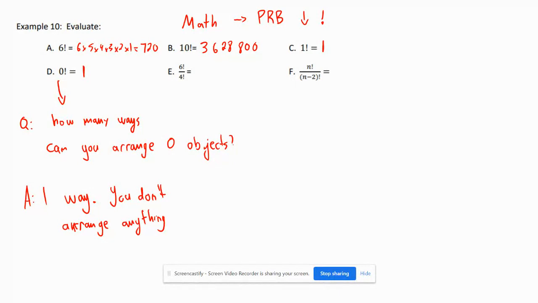Okay, so for option E, we have 6 factorial divided by 4 factorial. So this is going to be 6 times 5 times 4 times 3 times 2 times 1 over 4 factorial, 4 times 3 times 2 times 1. What you're going to see here is that the 4's cancel out, the 3's cancel out, the 2's cancel out, and the 1's cancel out. And we're left with 6 times 5 equals 30.